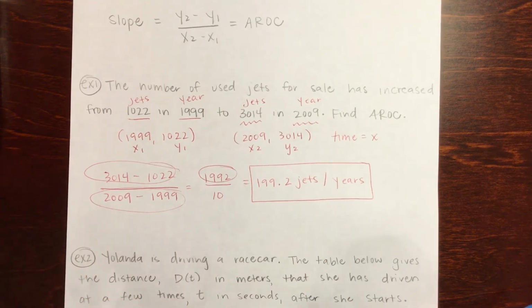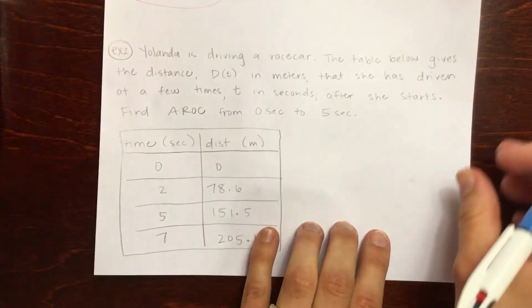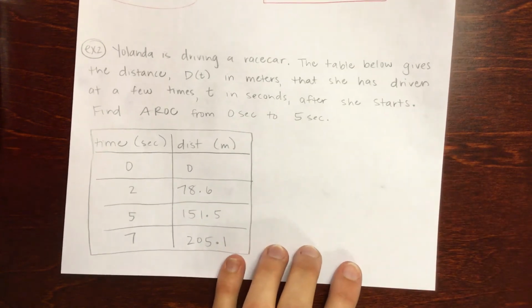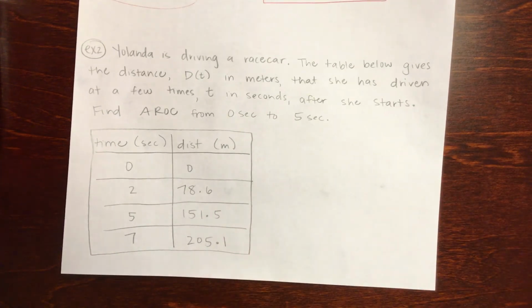Similar idea if I give you a table, except this time it's a little bit easier for you to pick out your coordinate points. So here's the problem. Yolanda is driving a race car. The table below gives the distance in meters that she has driven at a few times in seconds after she starts. Find the average rate of change from 0 seconds to 5 seconds.